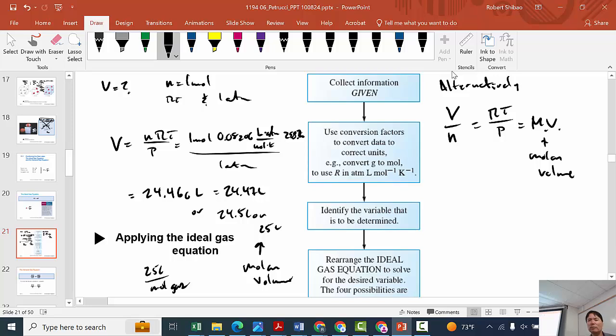And the units for the molar volume are going to be in liters per mole. So we could repeat the same calculation and we get 24.47 liters per mole. Just like plugging in R, T, and P. Calculating the molar volume is very useful for stoichiometry.